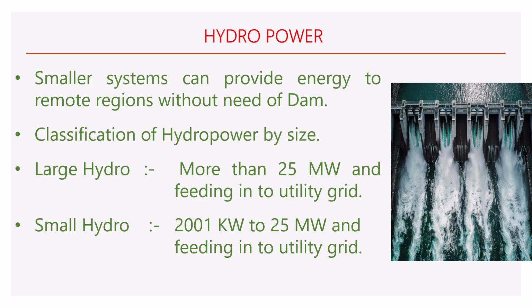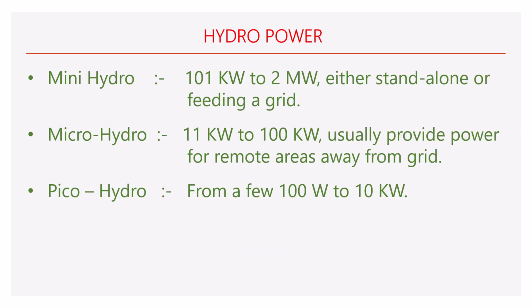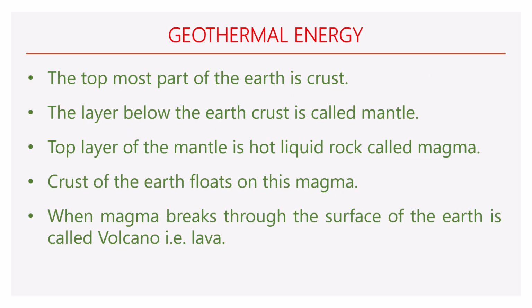Classification of hydropower by size: large hydropower is more than 25 megawatt and feeds into the grid utility. Small hydropower is 1 megawatt to 25 megawatt and feeds into the utility grid. Mini hydropower is 100 kilowatt to 1 megawatt, either standalone or feeding a grid. Micro hydropower is 11 kilowatt to 100 kilowatt, usually providing power for remote areas away from the grid. Pico hydro is from a few hundred watt to 10 kilowatt.